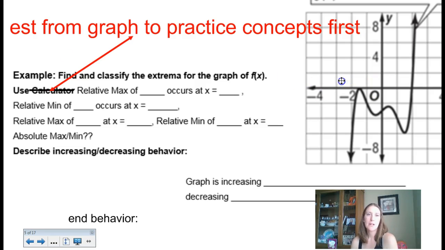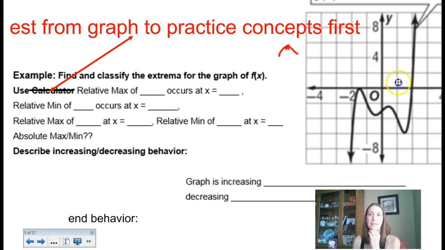All right, so let's talk about some vocab. A relative max versus an absolute max. A relative max is any time where you have a bump up like this, so it goes from increasing to decreasing. That's one of the types of extrema. It doesn't necessarily mean it's the highest point in the graph. If it is the highest point in the graph, that's what we call an absolute maximum.